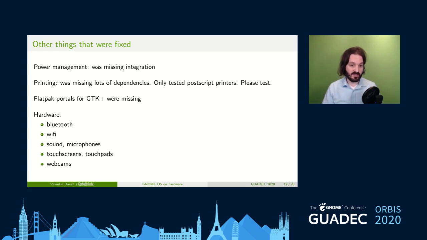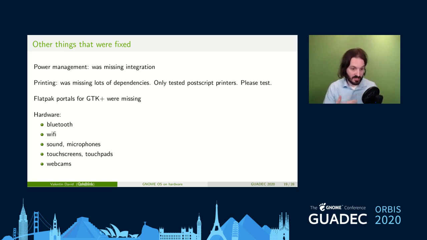There were small things, like Flatpak portals were missing for GTK, so some Flatpak applications didn't work. For the hardware, there were lots of things to fix. The Bluetooth was not there. The Wi-Fi didn't work. And by the way, the Wi-Fi is very important to fix, because if you want to be able to test things like GNOME Initial Setup on GNOME OS, you need the Wi-Fi to have the full story.